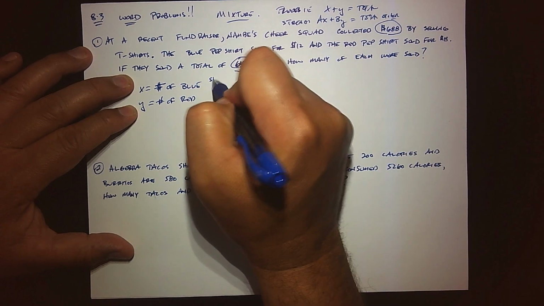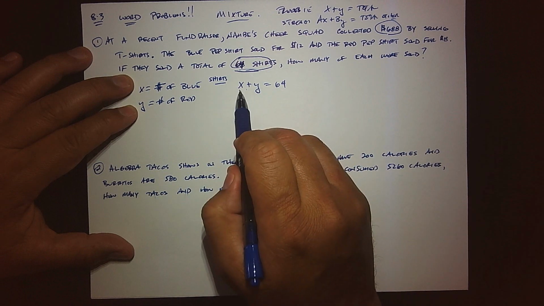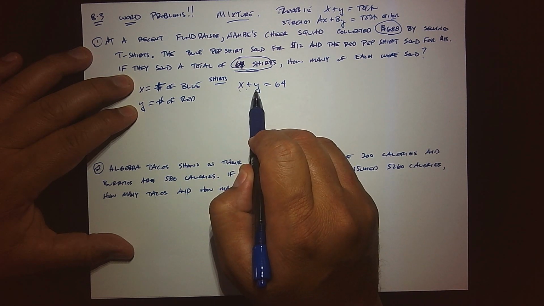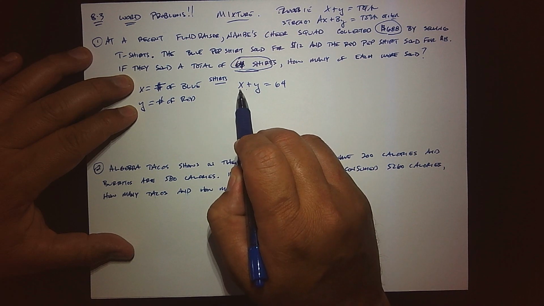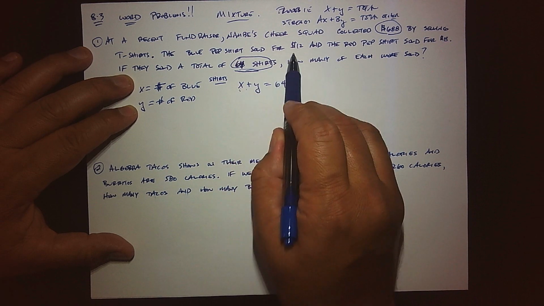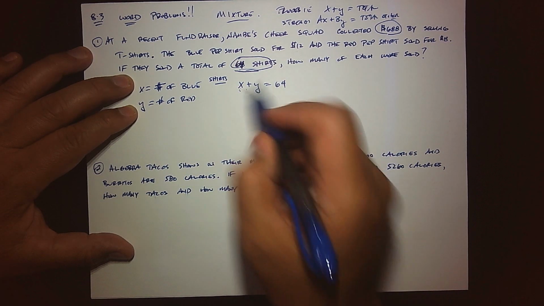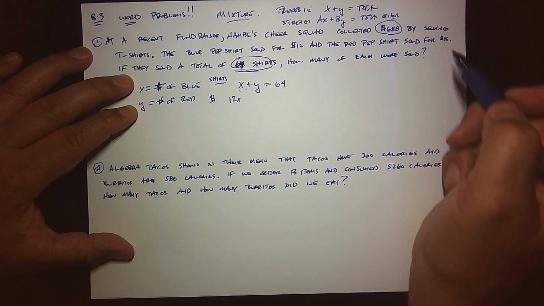So this equation has everything to do with the number of shirts that we have. We have an X amount of blue shirts, we have a Y amount of red shirts, together, total, we have 64 shirts altogether. How strong, how much money was generated? Well, each blue shirt was $12. So 12x represents the dollars coming from the blue shirts.